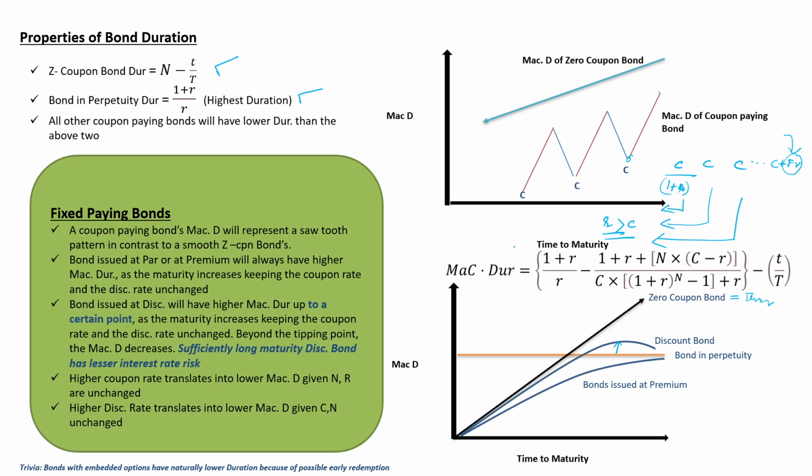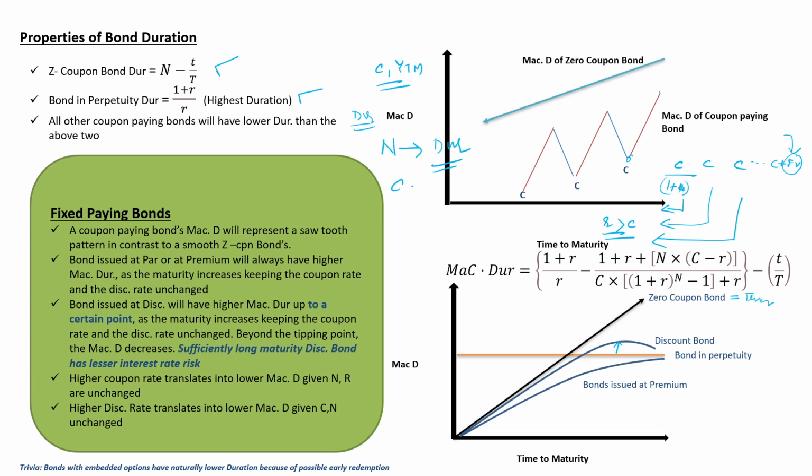There is an inverse relationship between the duration measure and the coupon and the yield to maturity, which is again intuitively correct. If you're receiving a high coupon, all other things remaining constant, the duration will definitely be lesser. In comparison, we need to understand that all other things remaining constant, as the time to maturity increases, the duration measure will also increase proportionately.